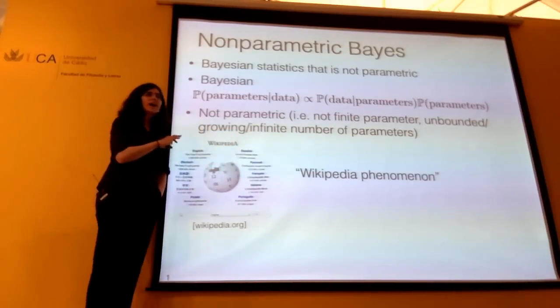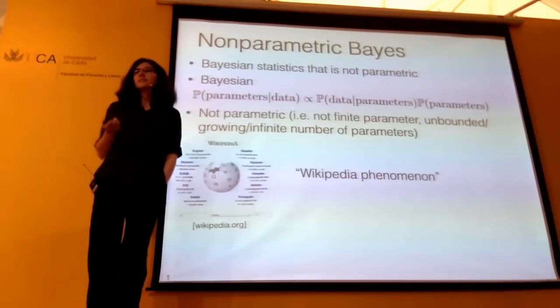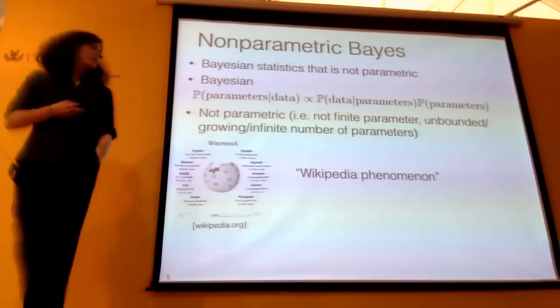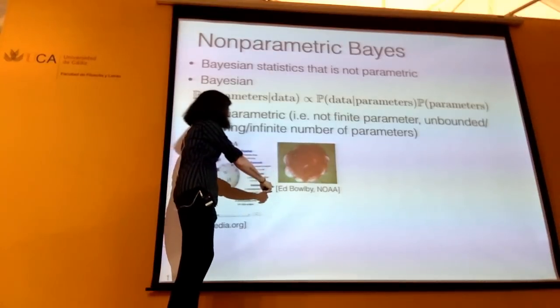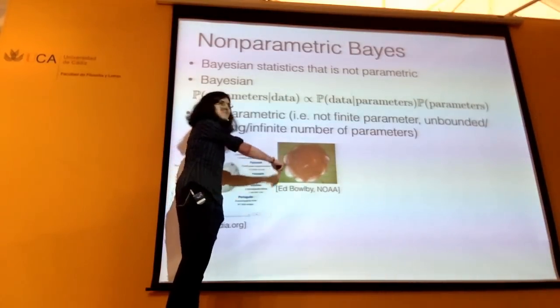And we see this in all kinds of other data domains that are not just text. So for instance, I don't know if you can see this that well, but this is what's known as a flapjack octopus.